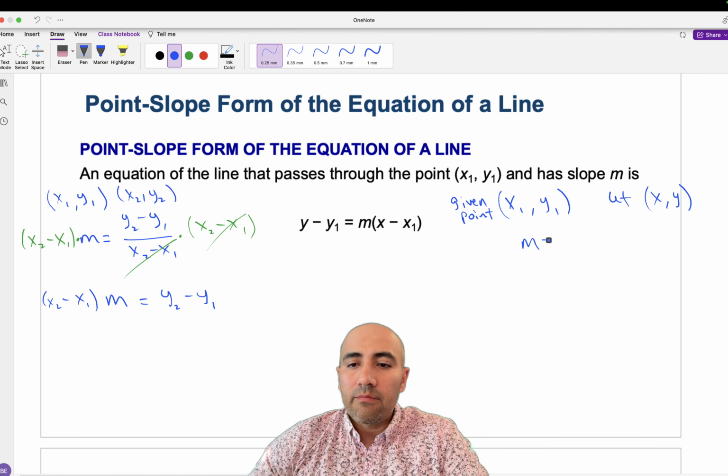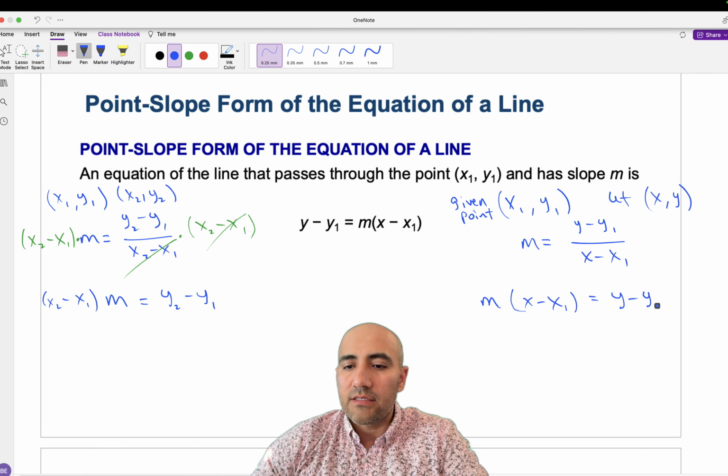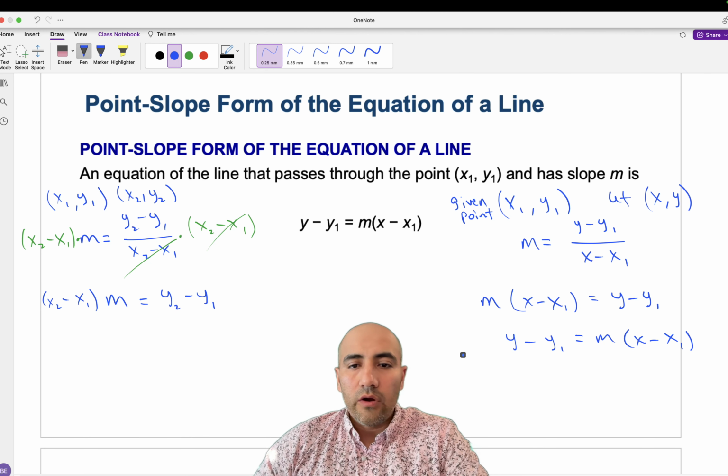So the m then becomes y minus y sub 1 instead of y sub 2 minus y sub 1 all over x minus x sub 1. And again, we can solve it like over there and end up with m times x minus x sub 1 equals y minus y sub 1. And then here all they did is just flip it around. So then we end up with y minus y sub 1 equals m times x minus x sub 1. Okay? All right, so that's where this formula comes from.